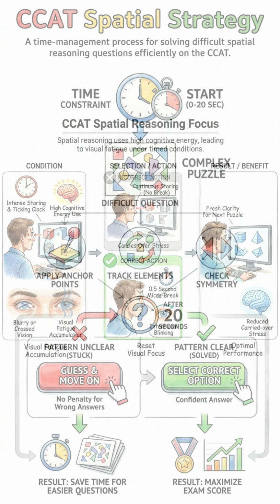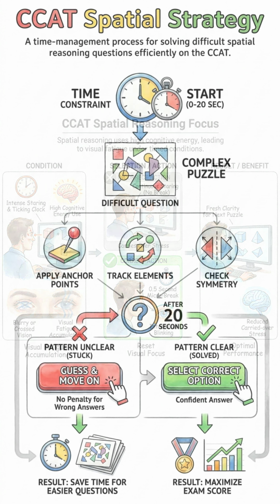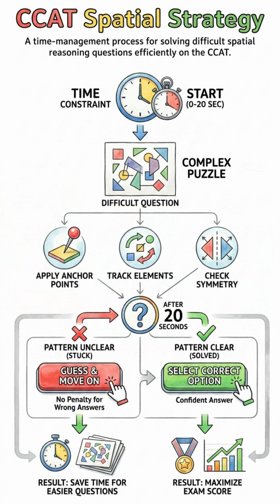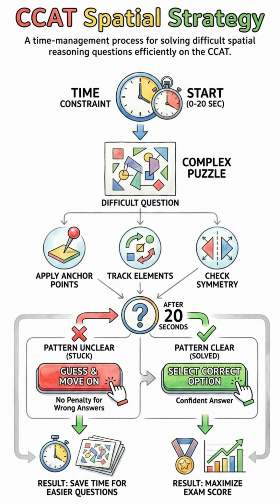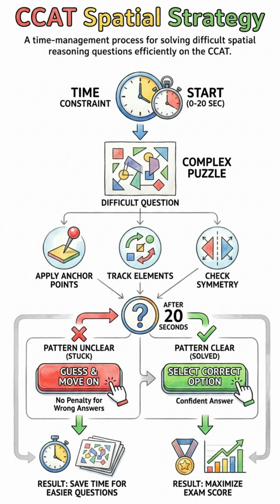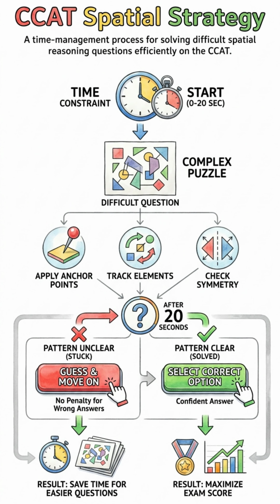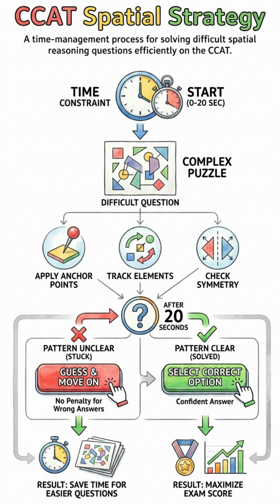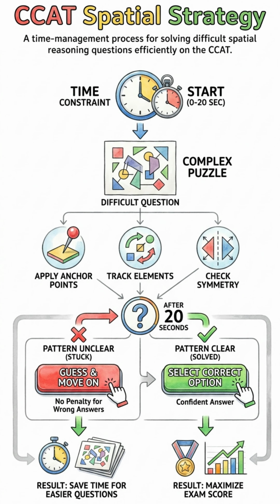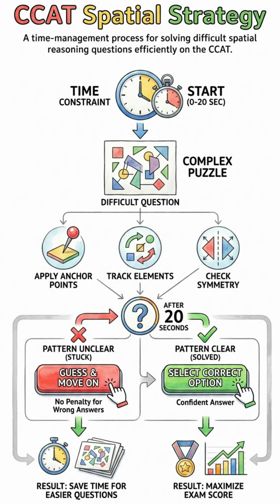Finally, because time is your most valuable asset on the CCAT, you must know when to abandon a difficult spatial question. If you have applied the anchor point technique, tracked the moving elements, and checked for symmetry, but you still cannot see the pattern after 20 seconds, you must guess and move on. There is no penalty for wrong answers on the CCAT, so you must never leave a question blank. Guessing on one confusing shape puzzle might give you the time needed to confidently answer 3 easier questions later in the exam.